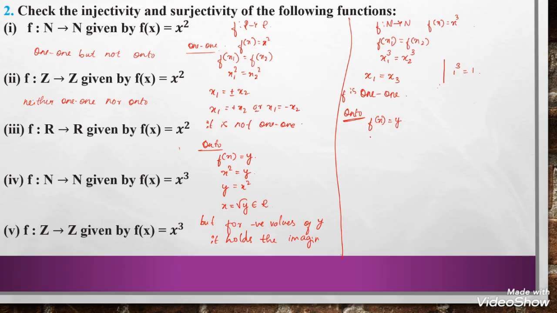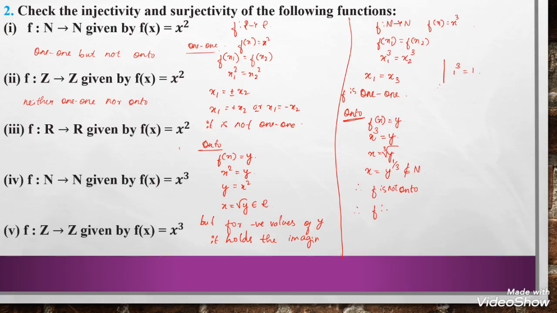Similarly, for the onto condition, let f of x is equal to y. So x cube is equal to y. Then solve for x, that is cube root of y, so x is y to the power 1 by 3. Okay, so y to the power 1 by 3 is not a natural number. It means every element of the codomain does not have a pre-image in the domain. That's why the onto condition does not hold here. Therefore, f is not onto.